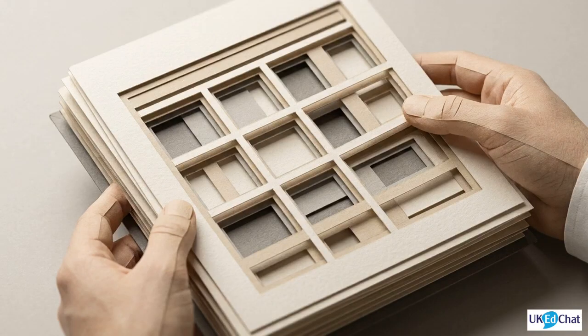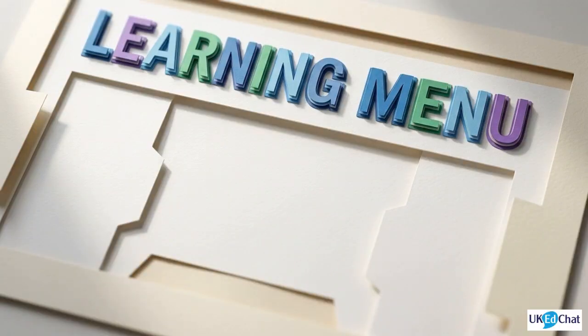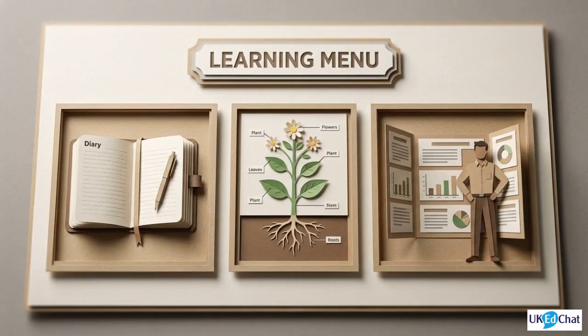Next, look at the lesson plan you brought. We are going to build a learning menu by taking your single learning objective and splitting the required assignment into 3 distinct options. For a primary classroom, you might ask students to demonstrate their understanding by writing a diary entry, drawing a labeled diagram, or delivering a short oral presentation.